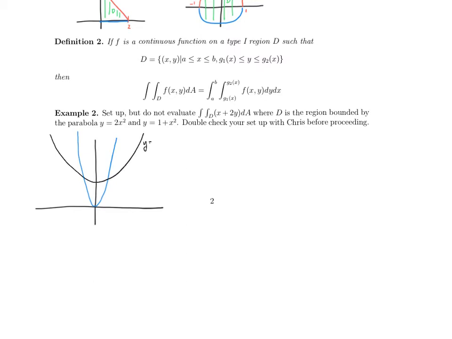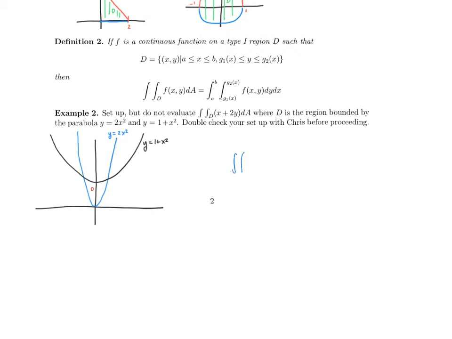So it's going to be wider than 2x squared. In black we have y equals 1 plus x squared. In blue we have y equals 2x squared. And we can hopefully now very clearly see this region D enclosed between them. So the first step towards setting up the limits of integration is to sketch this region D of interest.